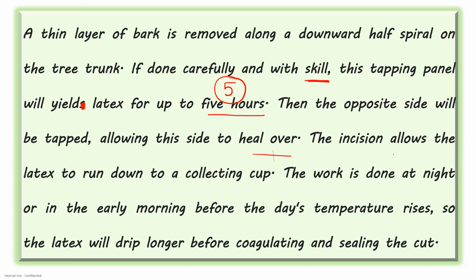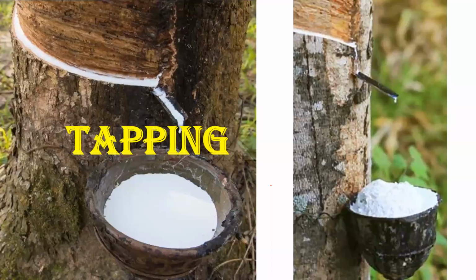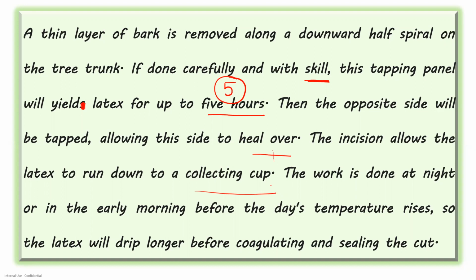Understood? The incision allows the latex to run down to a collecting cup. Like we were seeing, this is the collecting cup where it gets collected. The work is done at night or in the early morning before the day's temperature rises. This has to be kept in mind. It is never done in the noon time when the sun is high up on your head. When the sun is scorching, it is not done at that time. So the latex will drip longer before coagulating and sealing the cut.